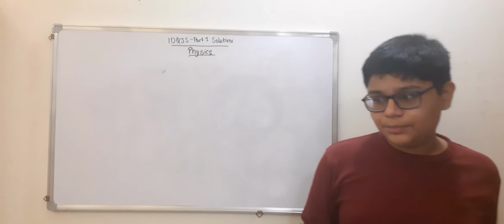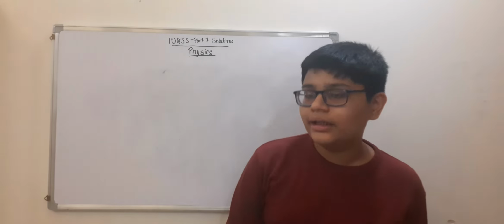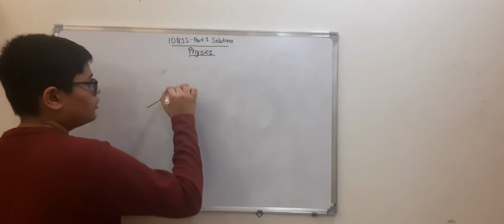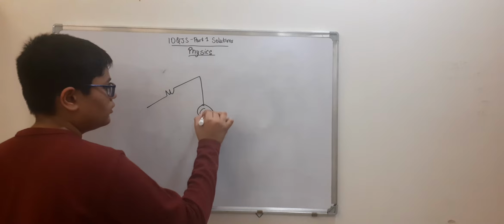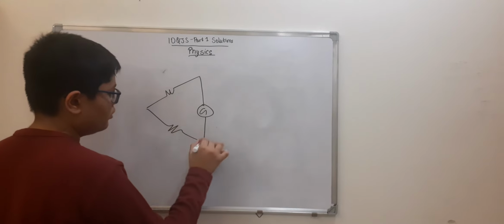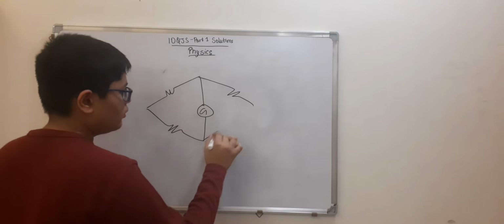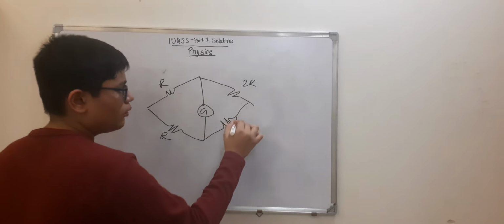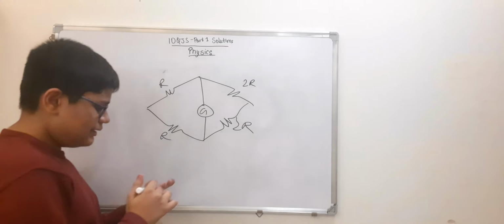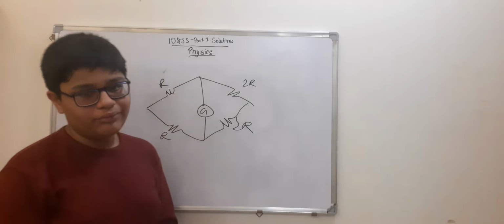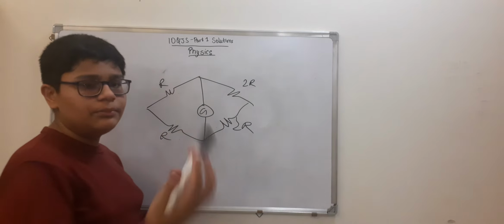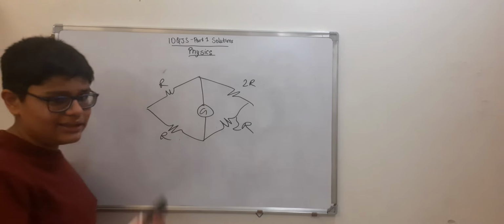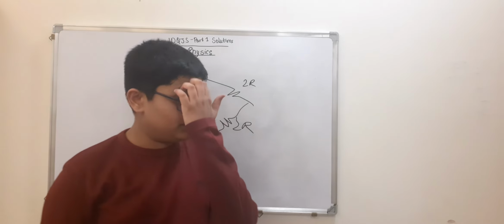Okay, so this question was pretty easy. If you have learned in electricity, there's something called a balanced Wheatstone bridge. It's basically like this. There's a galvanometer, with R, 2R and 2R. Since the galvanometer shows no deflection, the current in it will be 0, and you can verify this because R by R is equal to 2R by 2R. That is the condition for a balanced Wheatstone bridge.